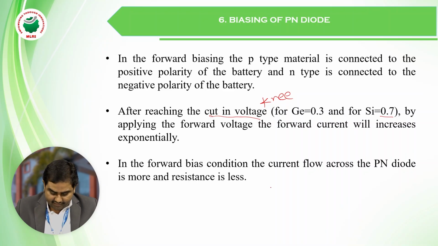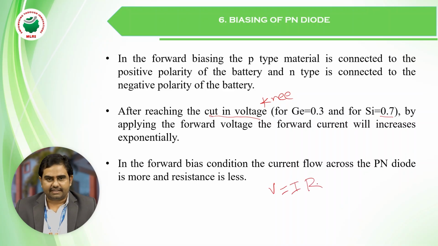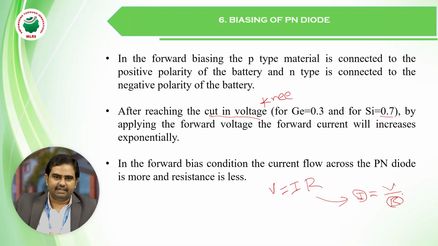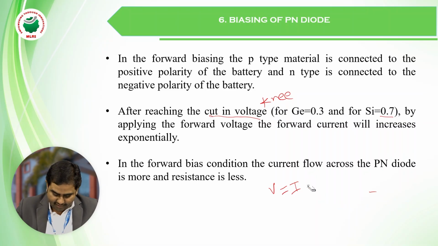We all know that there is a relation between voltage, current and resistance. That is Ohm's law, V equal to IR, which I have written in the slide. Here in the third point, we are highlighting that in the forward bias condition, current flow across the p-n junction diode is more. That means if current is more, from this formula, what can we write? I equals V by R. That means the relationship between current and resistance is inversely proportional. If current increases, resistance will become low. If current decreases, resistance will become high. That is the inversely proportional relation that we can observe from Ohm's law. So that's all about the forward bias.